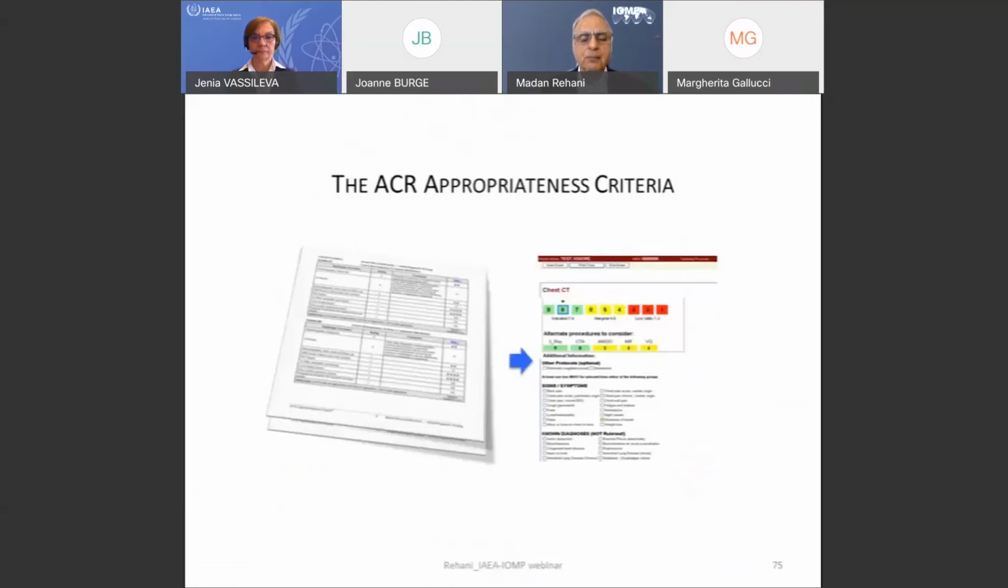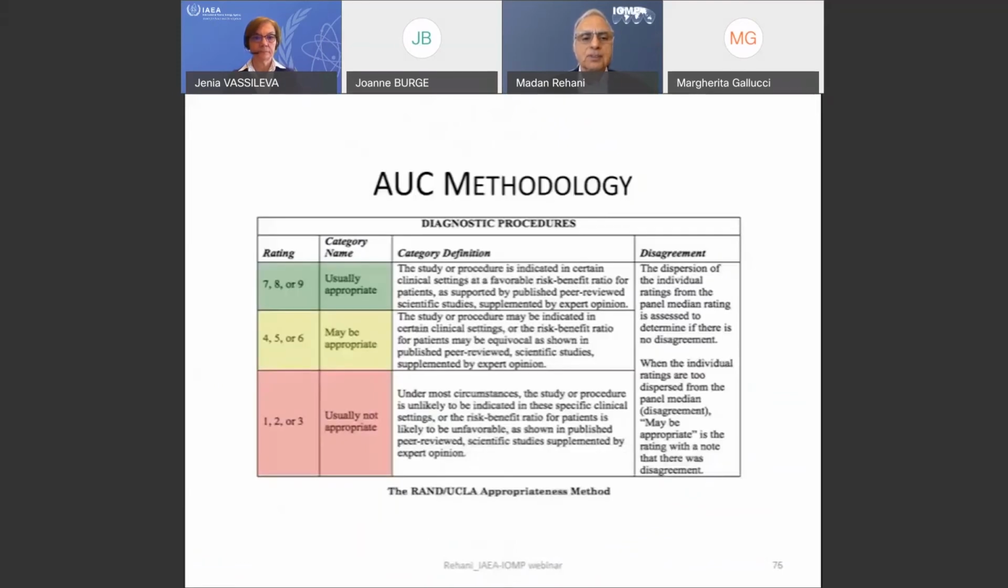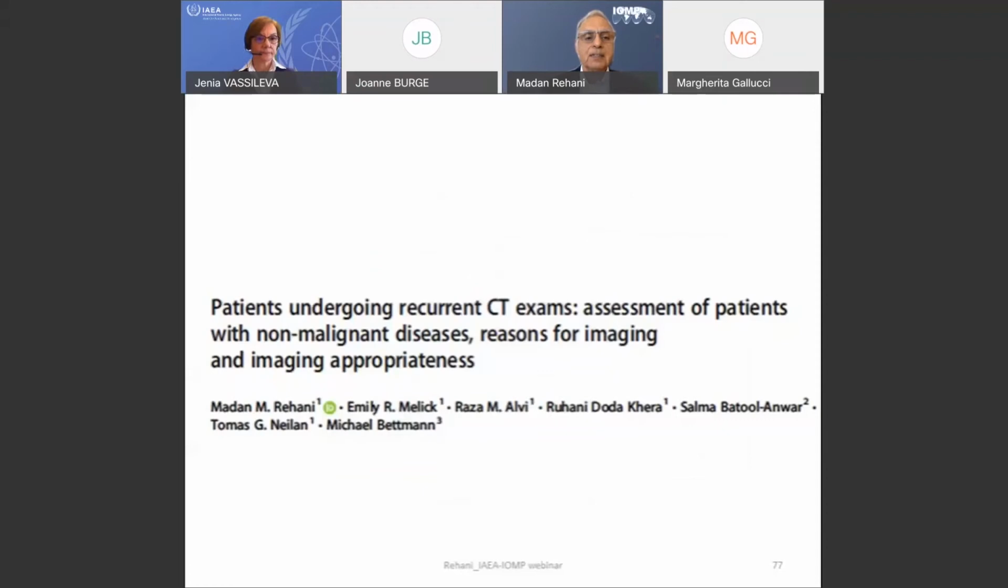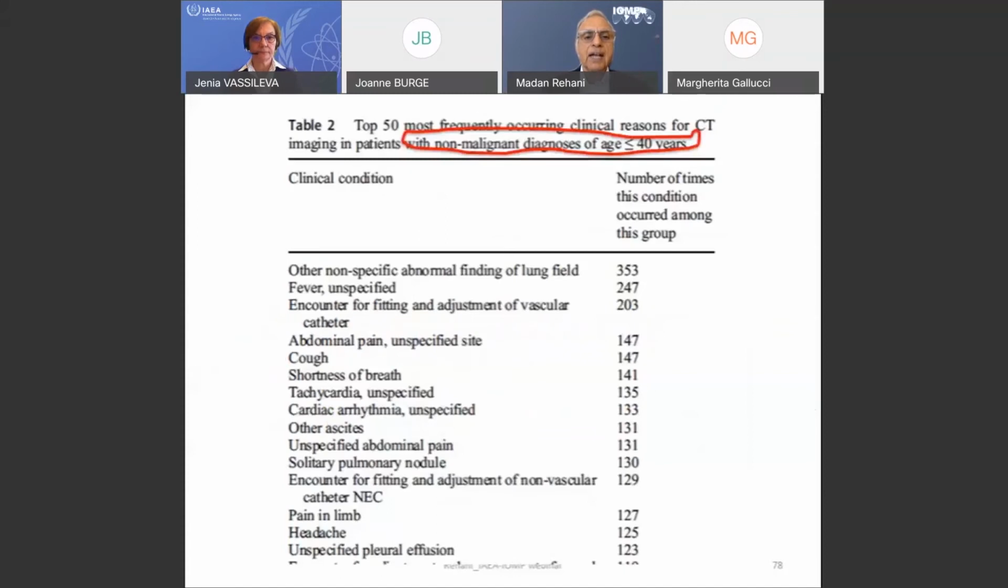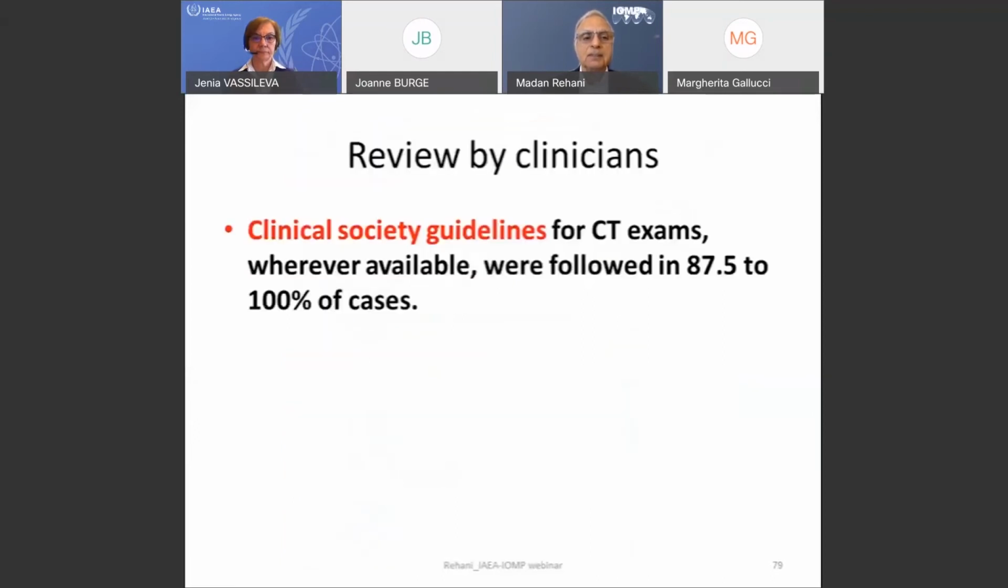So based on that appropriateness criteria, a clinical decision support system is created, which will tell, based on the conditions and symptoms of the patient, if the rating is 7, 8, 9, green; 4, 5, 6, yellow; 1, 2, 3, in the red range. So that gives the appropriateness. So we did the appropriateness studies in our hospital, and we focused only on patients who were below 40 years of age and with no malignancy. And we found the number of times these factors were leading to multiple CT scans.